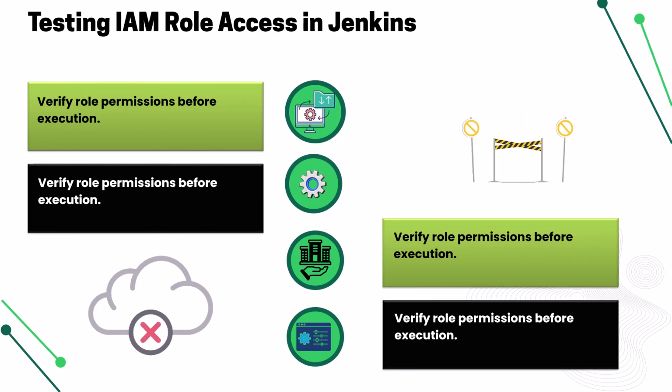Testing IAM role access in Jenkins is like checking the parachute before jumping. It's non-negotiable. We first verify permissions, then execute test builds. AWS CLI helps us double-check access manually, because trust but verify. Finally, we log errors so that troubleshooting later doesn't feel like decoding hieroglyphs.